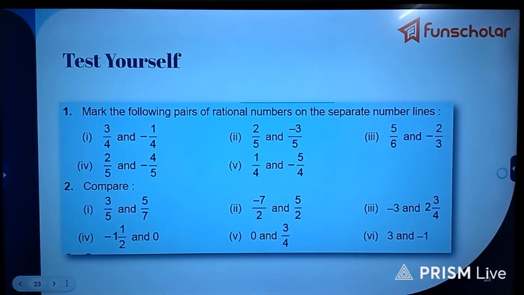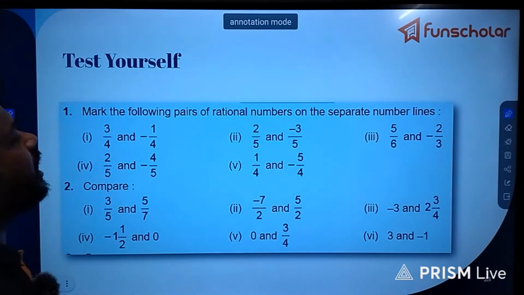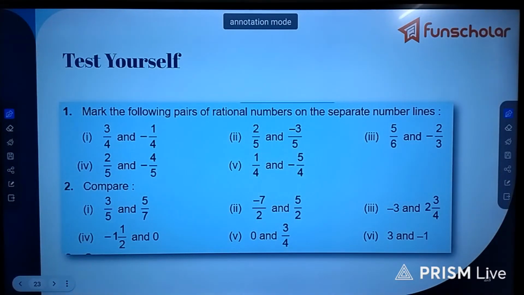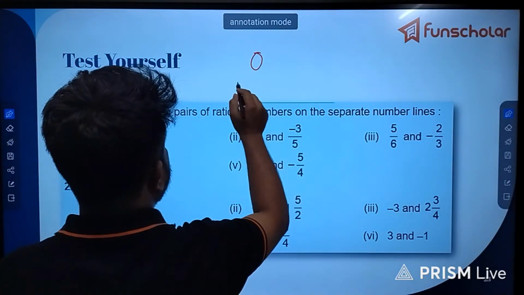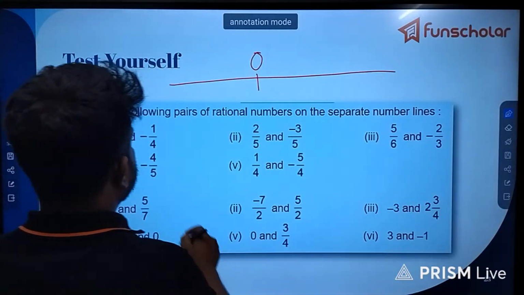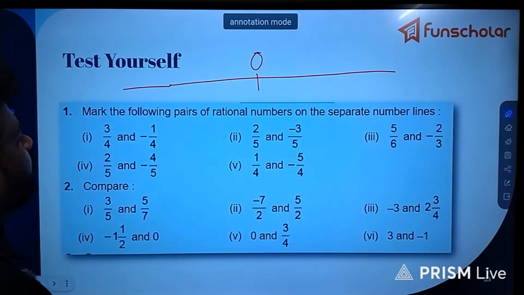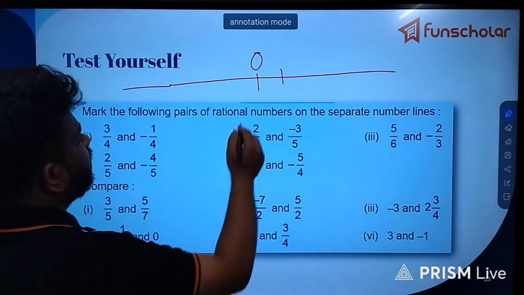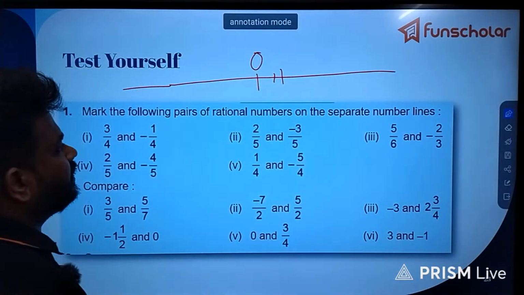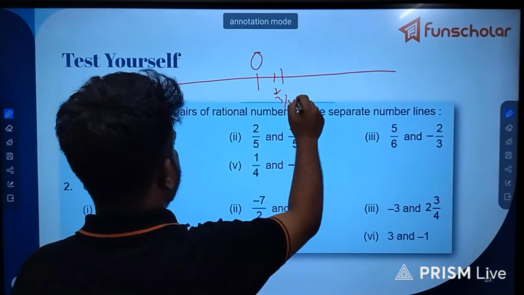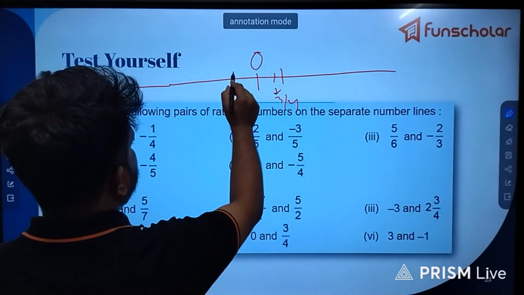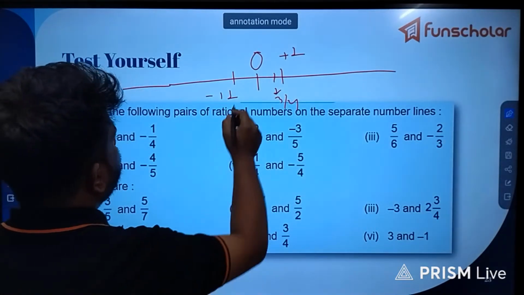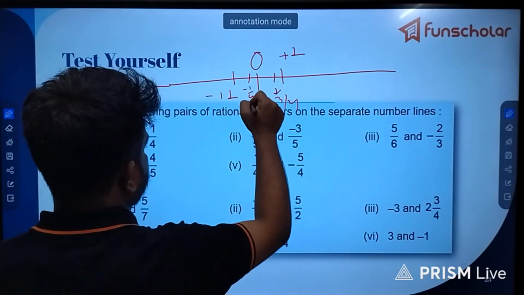So that will be, yes, mark the following pairs of rational numbers on separate number lines: 3 by 4 and minus 1 by 4. Okay, so if you draw a number line like this, 3 by 4 will lie between 0 and 1. So if this one is 1 and 0 and minus 1, 3 by 4 will be placed here. And minus 1 by 4 will also lie here between 0 and minus 1.